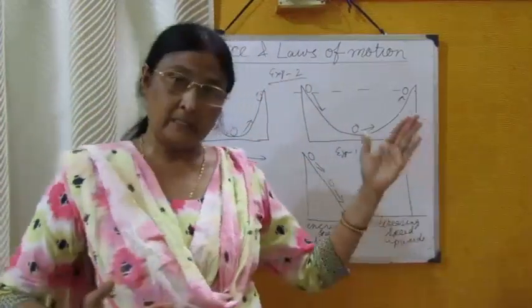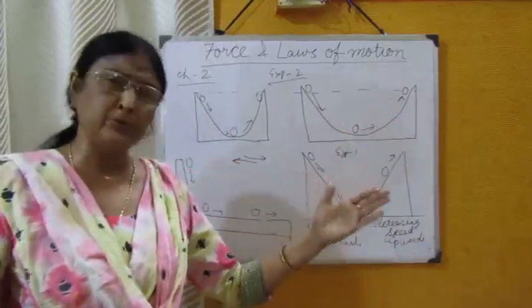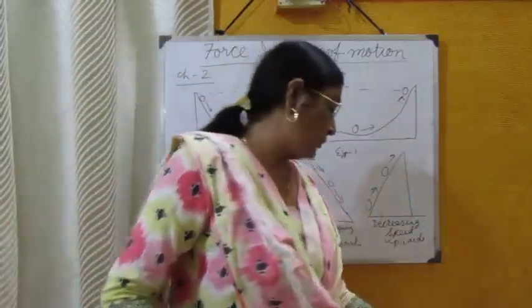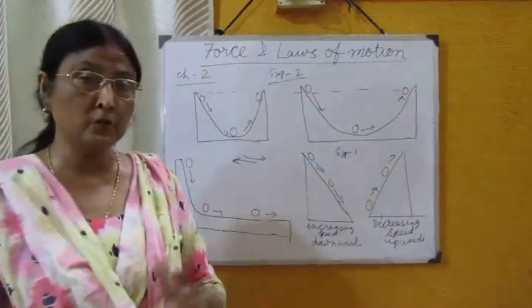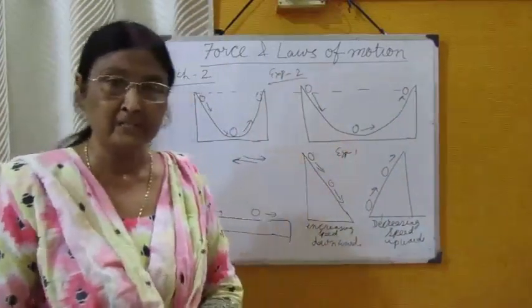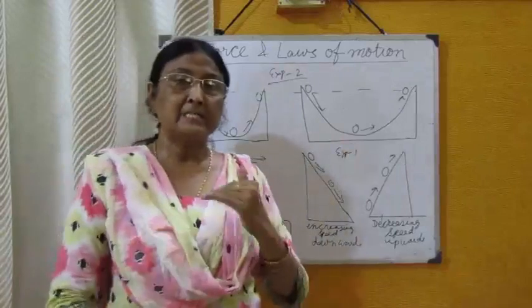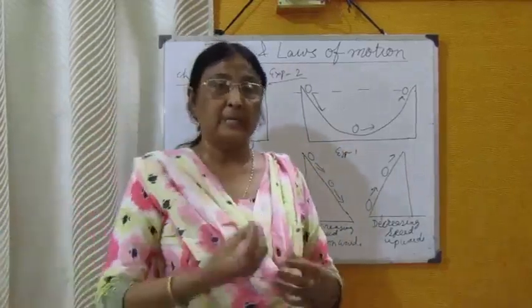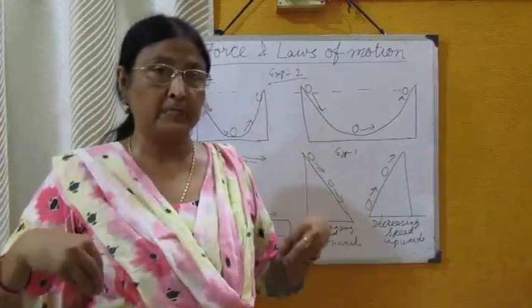Now, Newton's first law of motion is also known as Galileo's law of inertia. Galileo's law of inertia. So what is inertia? Inertia is the inherent property of the object. That means, better to say, its own property.